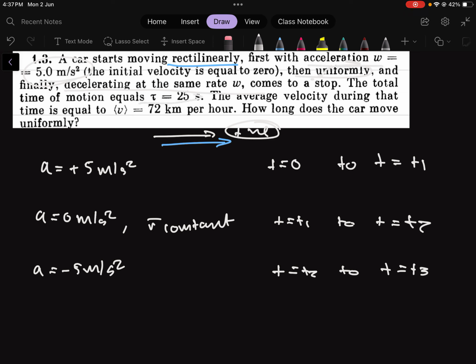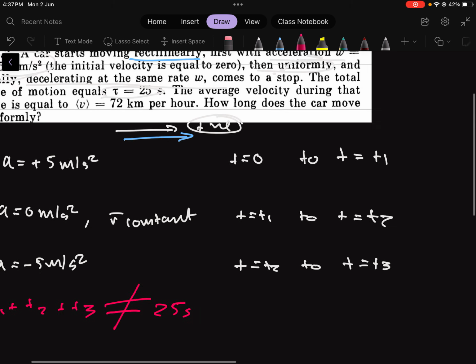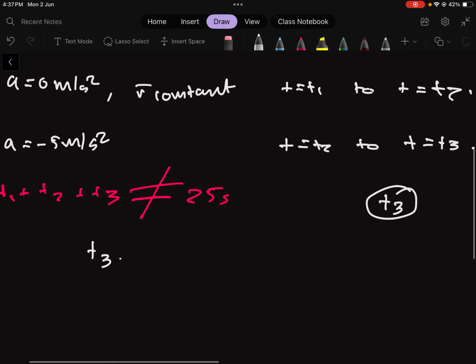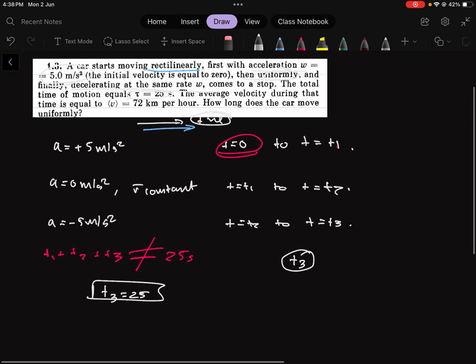The total time of motion equals 25 seconds. So t1 plus t2 plus t3 is not equal to 25 seconds, because you need to understand t1, t2, t3 are absolute time intervals taken with respect to the initial point or initial time that we've chosen, right? So the total time that the car is in motion is actually just t3. It's not t1 plus t2 plus t3, because these are absolute times. So t3 is 25 seconds. This is one piece of information given in the question.